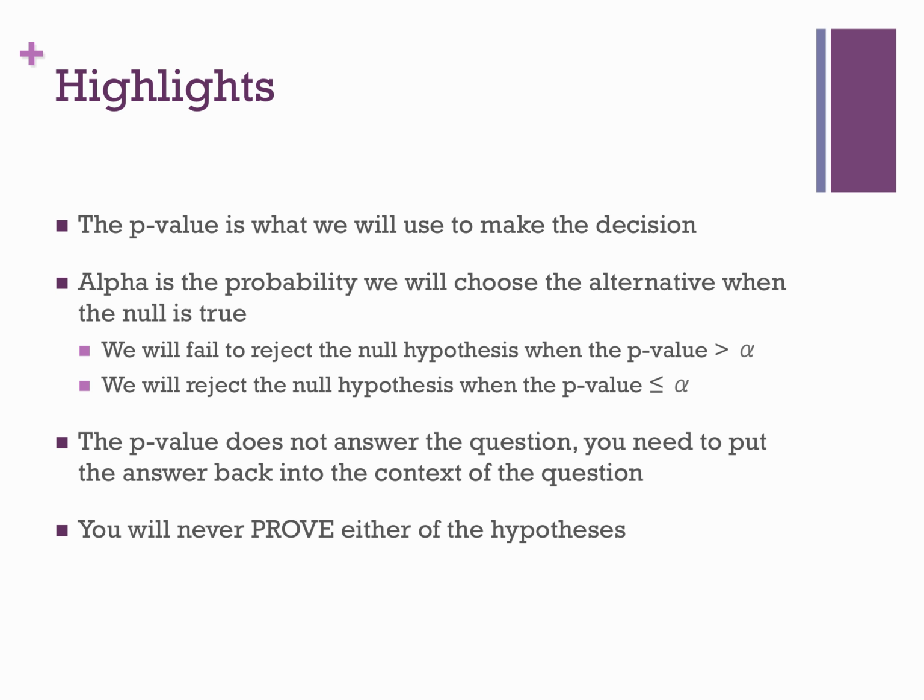Alpha, again, is the probability that we choose the alternative when the null is true. So we are making an incorrect decision alpha percent of the time. It's usually 5% or 0.05. We'll fail to reject the null with a large p-value. We will reject the null and conclude the alternative with a small p-value.